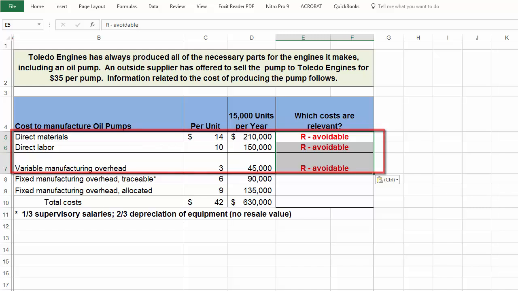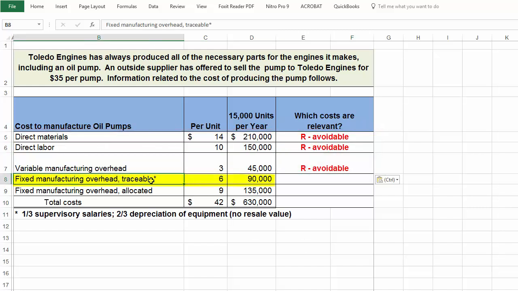Now, what about fixed manufacturing overhead that is traceable? Well, we've learned previously that certain types of traceable fixed cost are relevant to making decisions. Let's take a look at the asterisk on these. A third of these traceable fixed costs are supervisory salaries, but two-thirds of the cost are depreciation, and that depreciation is on equipment that has no resale value.